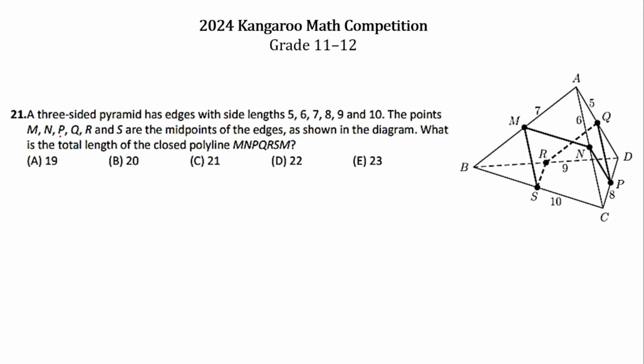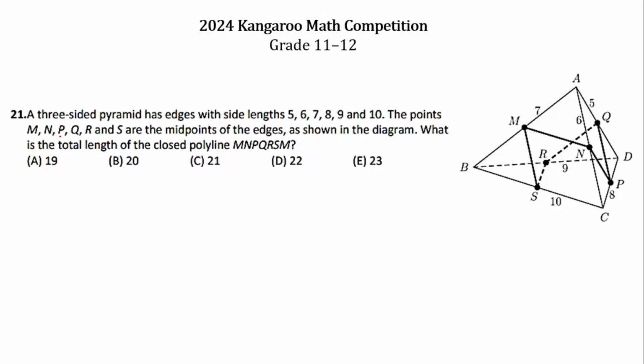Next, we have problem 21. A three-sided pyramid has edges with side lengths 5, 6, 7, 8, 9, and 10. The points M, N, P, Q, R, and S are the midpoints of the edges as shown in the diagram. What is the total length of the closed polyline MNPQRSM?